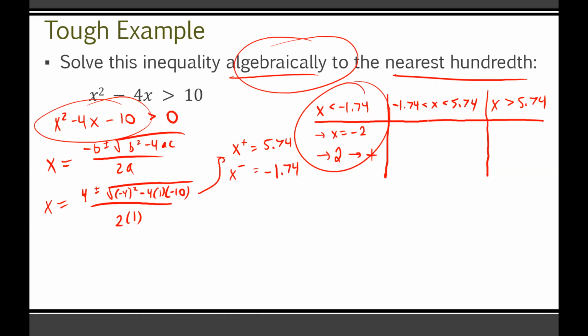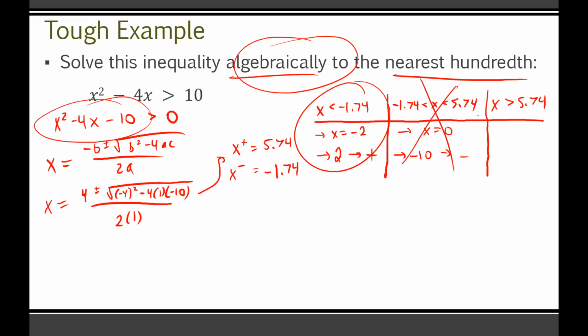Now let's check the in-between. Negative 1.74 is less than x, which is less than 5.74. The easiest thing to plug in here would be x is equal to 0, because it certainly lies between these two numbers. If you plug 0 into this, you can see the solution right off the bat. The solution would be negative 10. Negative 10, no surprise, is a negative number. We don't like negative numbers here because we're looking for where it's greater than 0. If we were looking for where it was less than 0, we'd be in luck, but no, we're looking for where it's greater than 0. So we knock this one out of here. That is not going to be a solution.